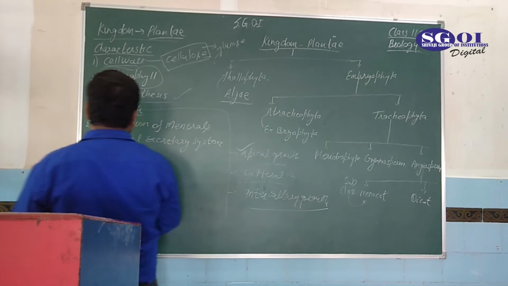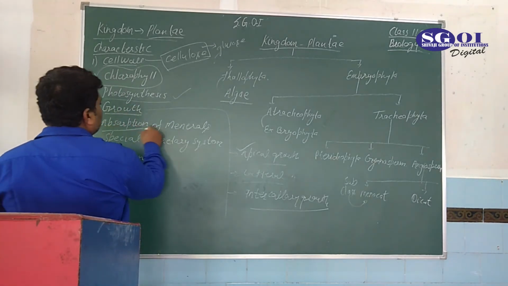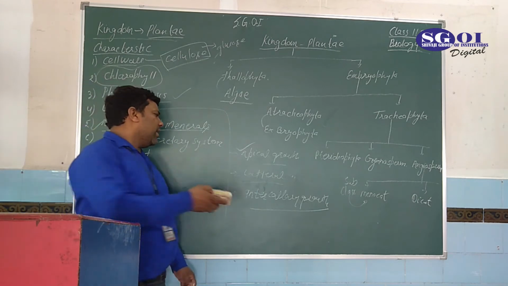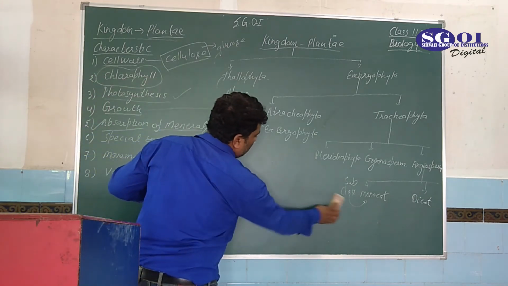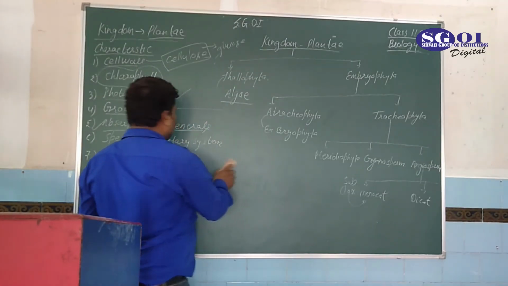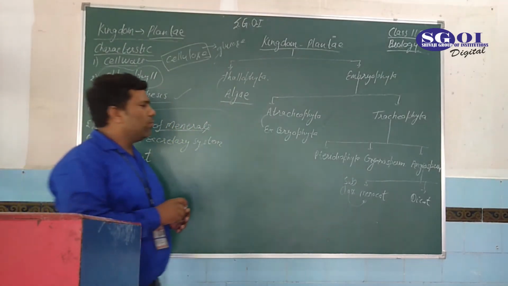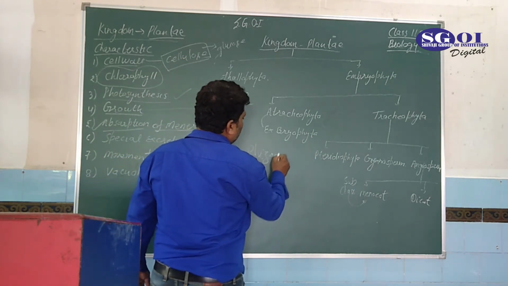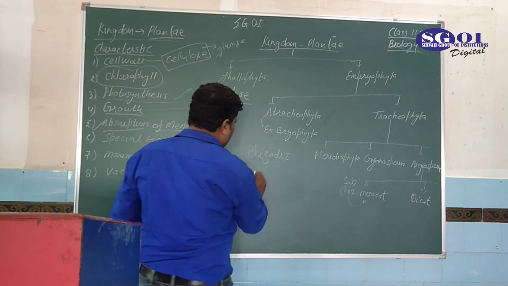Now comes another characteristic, absorption of minerals. As you know, minerals are actually very important for the growth of a plant. So these plants can absorb minerals with the help of a root-like structure known as rhizoids, or also by the roots.